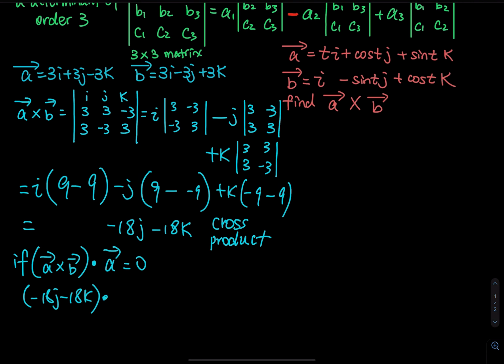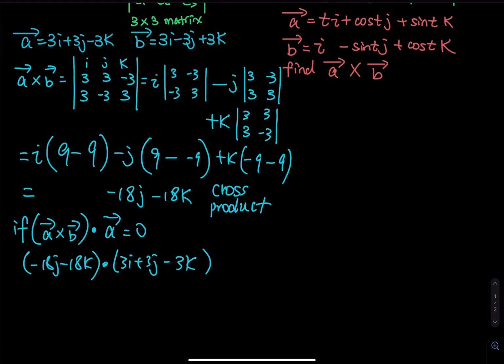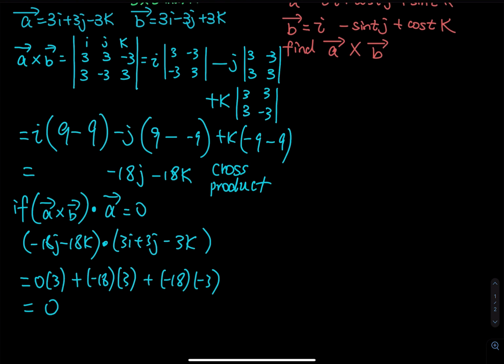And then we dot the vector A. Vector A is equal to 3i plus 3j minus 3k. Okay, how do we perform this operation? Basically, we take the number in front of i, j, and k, and then we multiply them. So in the first parenthesis, do we have a number in front of i? No, then we have a 0 times 3, and then we plus negative 18 times 3, because they are both in front of j, and then plus negative 18 times negative 3. And then what is that equal to? This one is equal to 0 minus 54 plus 54, that is equal to 0.